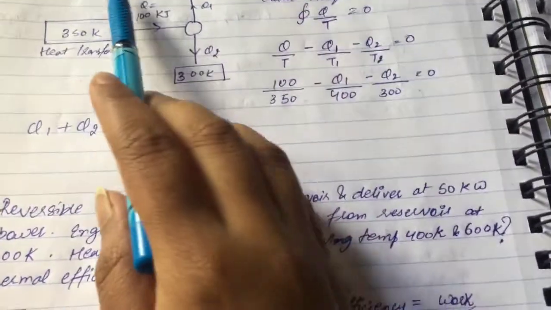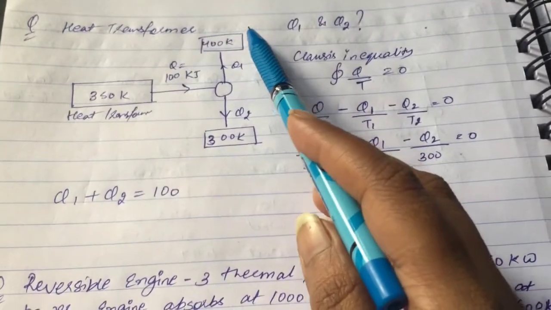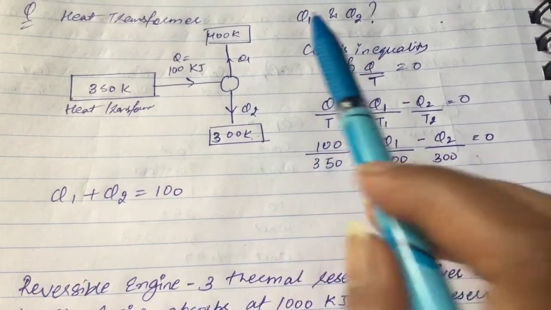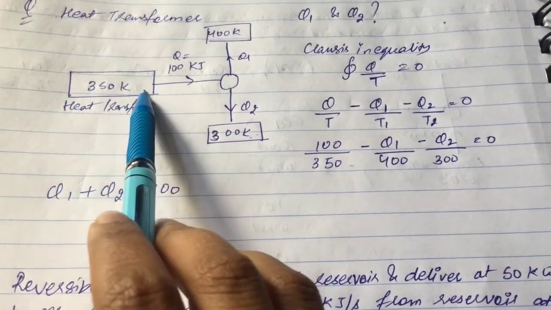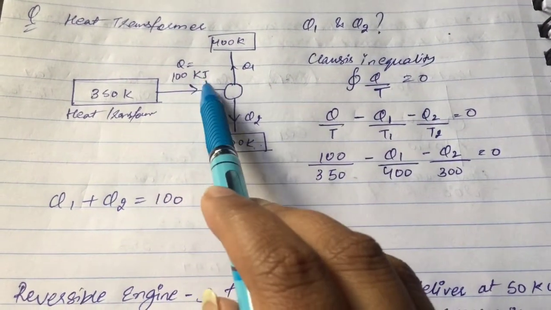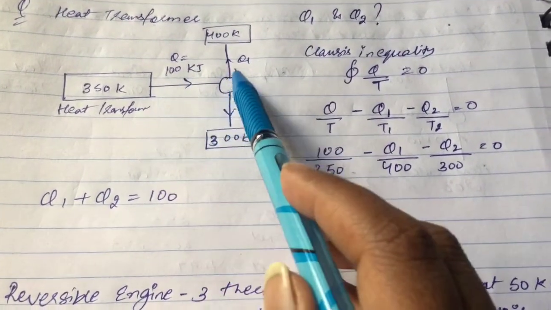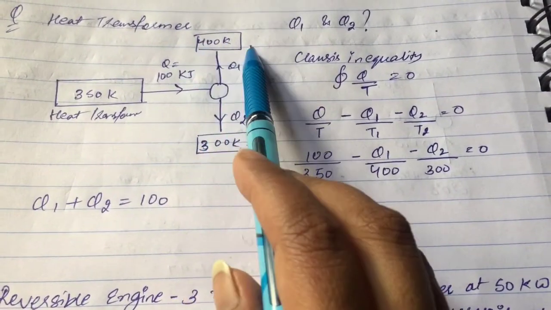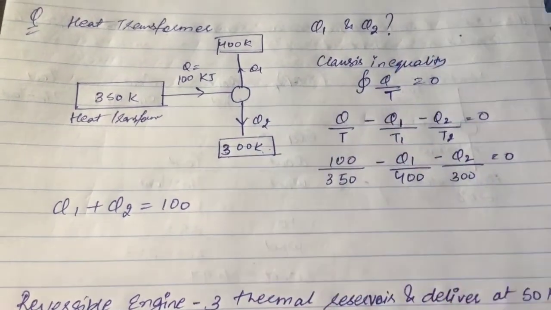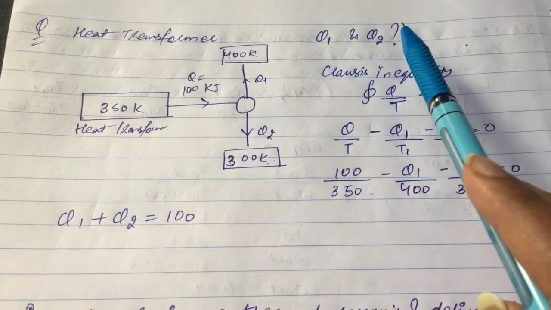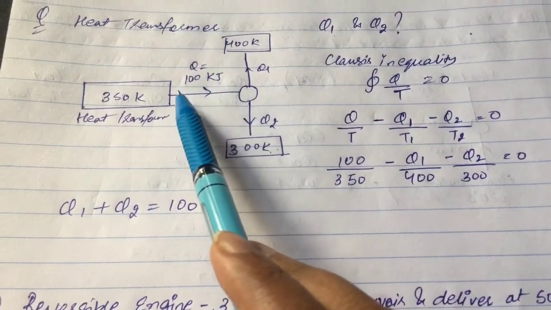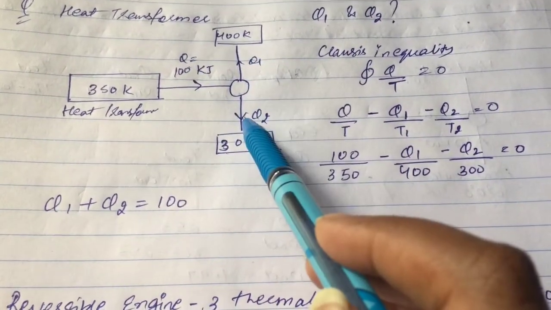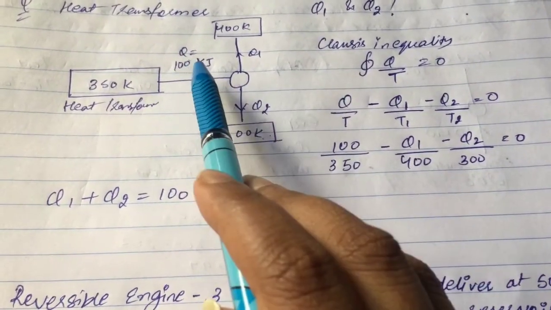Next question is based on a heat transformer. We are given two sources at 400 Kelvin and 300 Kelvin, and a heat transformer at 350 Kelvin is supplying 100 kilojoule of heat, which goes into Q1. Q1 heat is going into the 400 Kelvin source and Q2 into the 300 Kelvin source. We have to find Q1 and Q2. So from balancing we get that Q would be equal to Q1 plus Q2. So Q1 plus Q2 would be equal to 100.